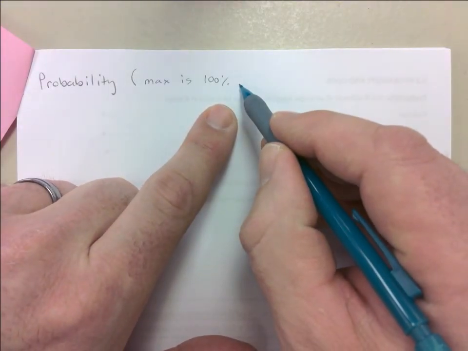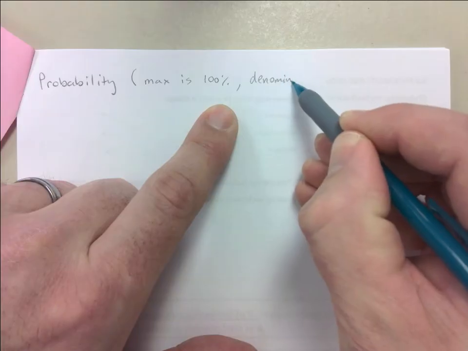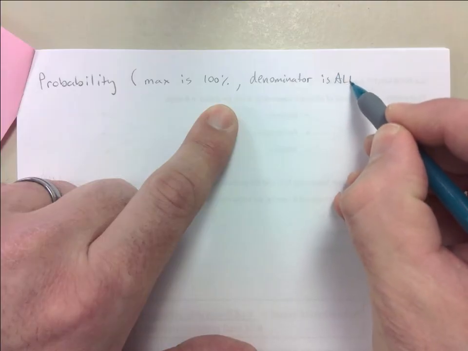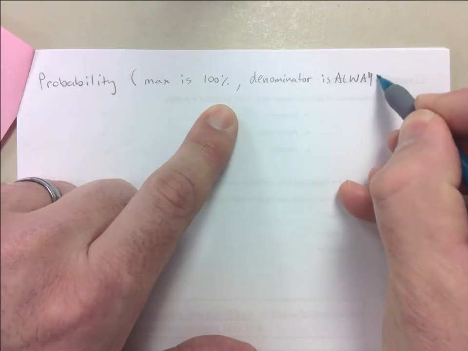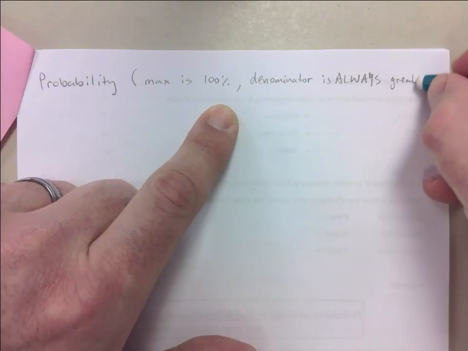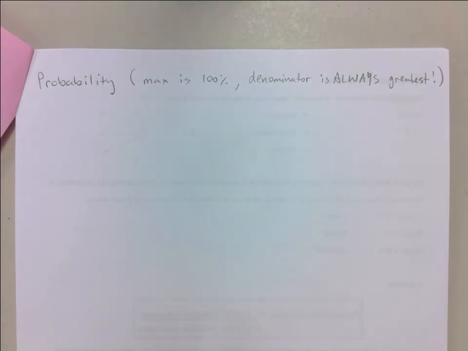So the denominator is always the greatest. So if you do probability, and you're going to come up with numbers, and the denominator is going to be smaller than the numerator, you should immediately think, wait a minute, something is wrong. Like, I'm not doing this right.